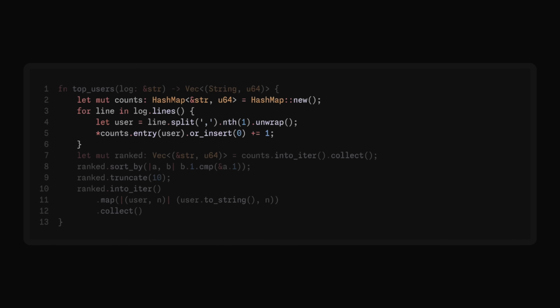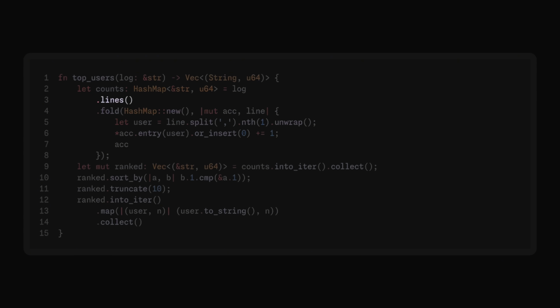Let's make one small change before we introduce parallelism. We'll rewrite the loop as an iterator chain. Lines walks the log, and fold accumulates the results into a hash map. It's still the same single-threaded work, but now it's written in an iterator chain. Now we can bring in the popular Rayon library. Rayon is a library that makes it easy to parallelize work across all of your CPU cores.